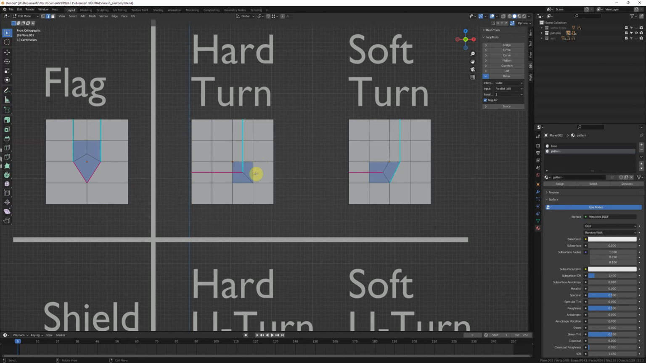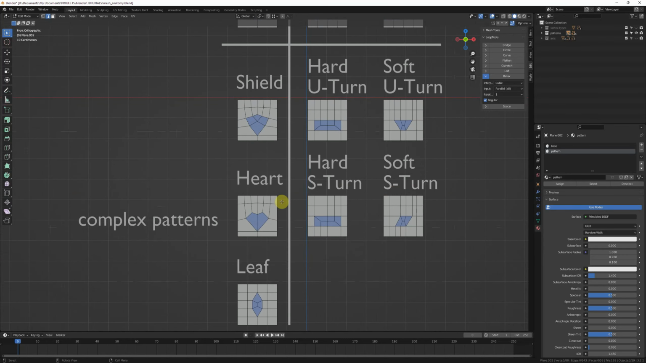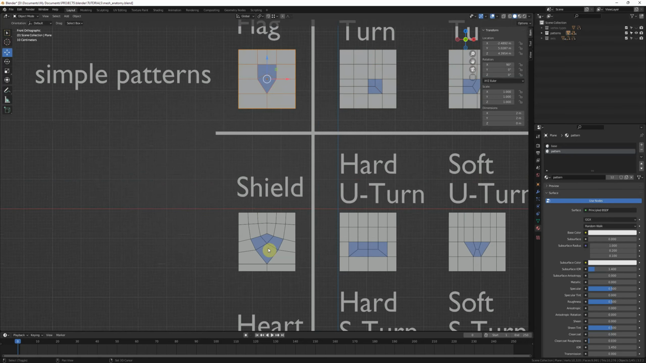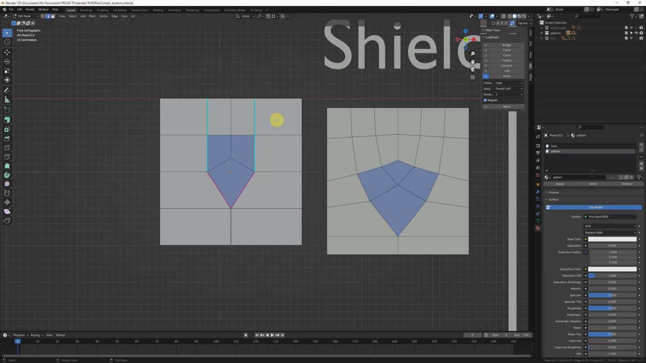Sometimes you need to use a hard turn because of the surrounding topology. Sometimes you want to lean more towards soft turns because generally they smooth a little better. It completely depends. If you're doing hard surface, hard turns are completely fine, but if you're on an organic model, I would suggest gearing more towards soft turns. And then complex patterns are just combinations of those things. So shield, for example, is formed by having essentially the same thing but more. Instead of having 2 loops coming down, what if you have 4 coming down?